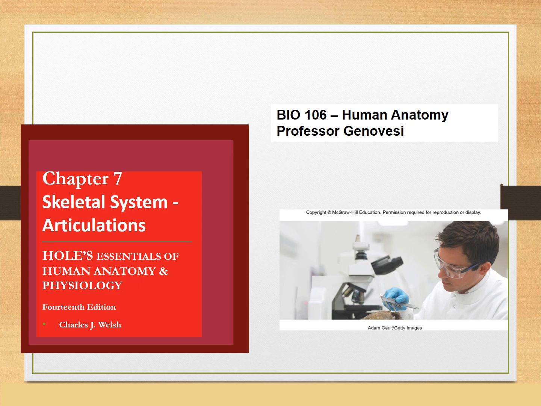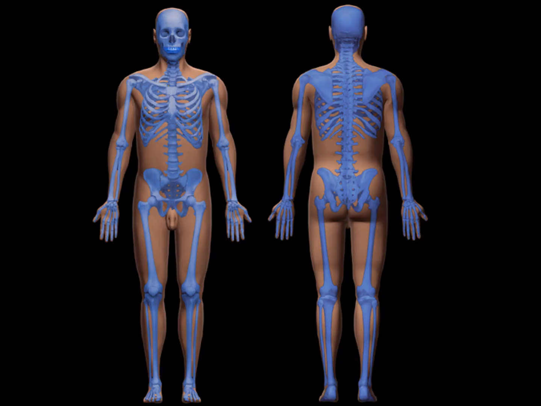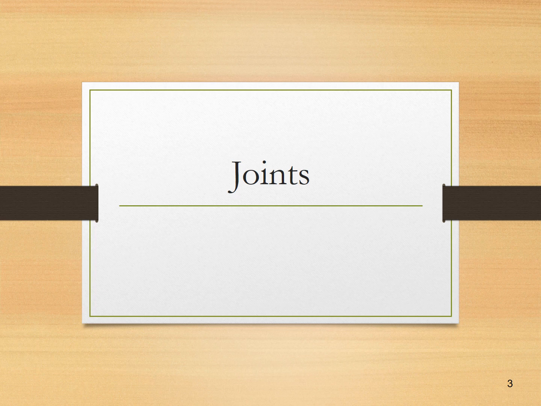Hello again. We will conclude Chapter 7 by discussing articulations. Another word for articulations is joints. This is anywhere two bones come in contact with each other.